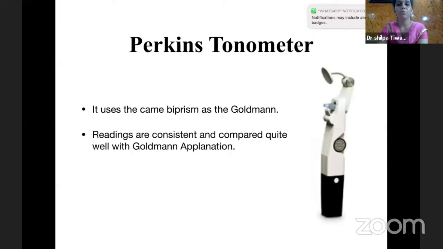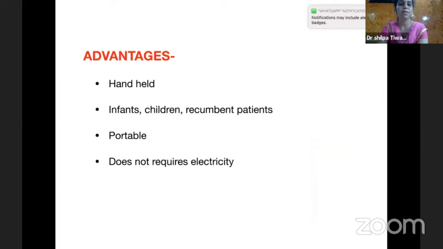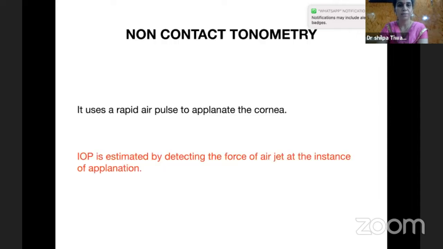Now, a little bit about Perkins. It is also based on the same procedure, but it is advantageous as it is handheld, can be used in infants, children, and recumbent patients, portable, and it's battery operated, so it does not require electricity.